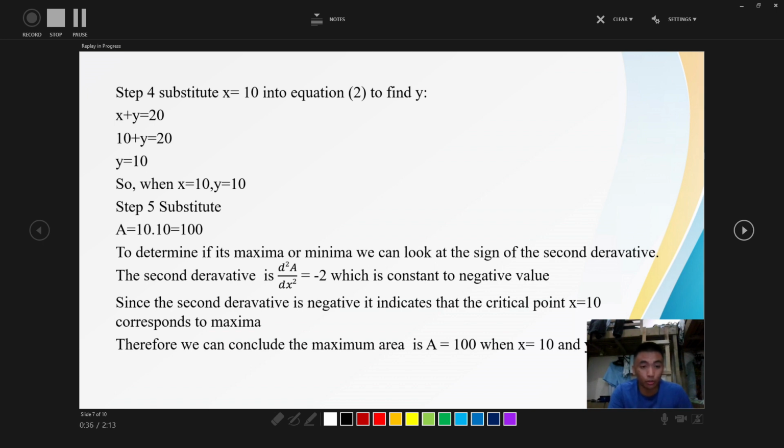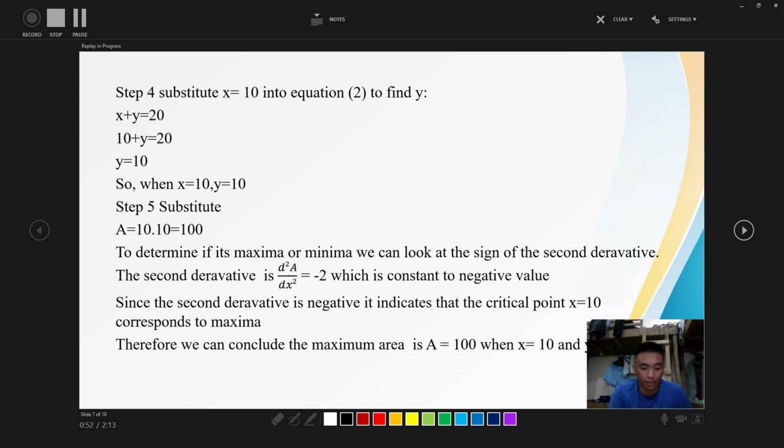So we will go to step 5, substitute x equals 10 and y equals 10 into the expression for A. A is equal to 10 times 10, which is equal to 100.